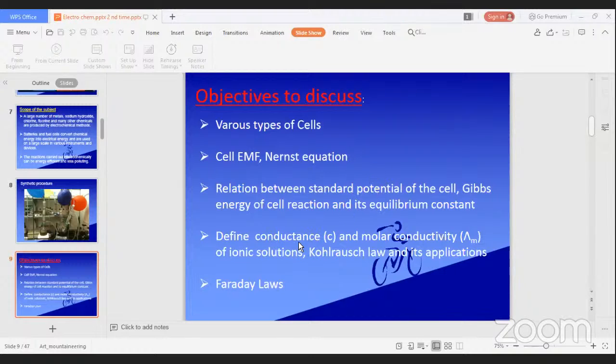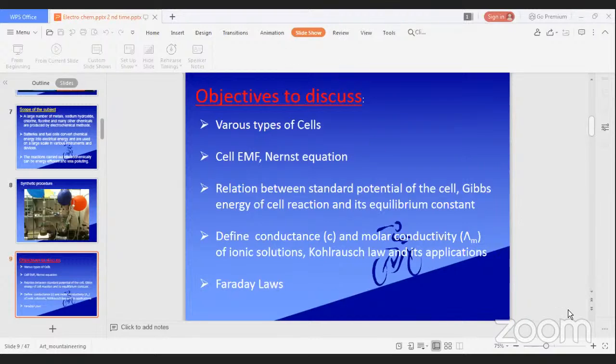Next, we will discuss conductance and resistance, molar conductance lambda m, and equivalent conductance. We will also discuss Kohlrausch law and its applications. Last, we will discuss Faraday's laws. All these come under the electrochemistry chapter. So first we will discuss this one.